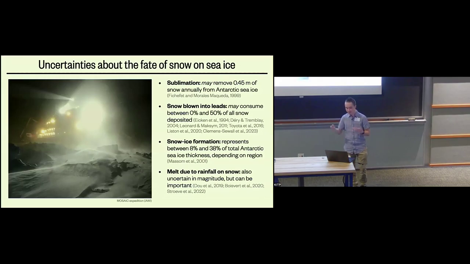And then there's the conversion of snow into ice from that isostatic depression, flooding and freezing process known as snow ice conversion. And that's a process that causes significant snow loss in the Antarctic, in contrast to the Arctic, where it's not generally that important. Then lastly, rainfall on snow events may lead to significant but uncertain amounts of melt.